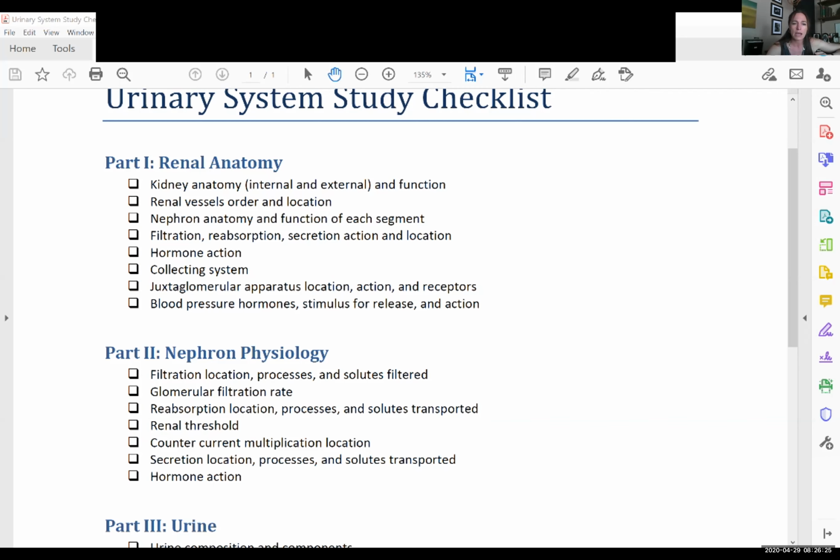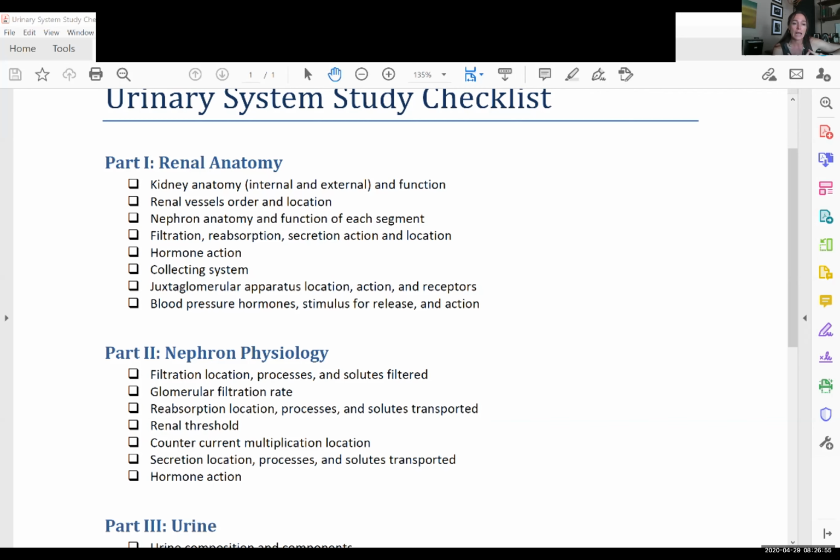Now the hormone action that I have here in this upper list, as well as in this lower list, is to remind you of the hormones that primarily have an effect on the distal convoluted tubule. There are 3 main hormones that you should know that target the distal convoluted tubule and have an effect on how much fluid makes it to the collecting system.